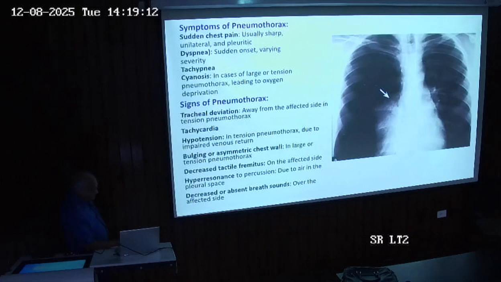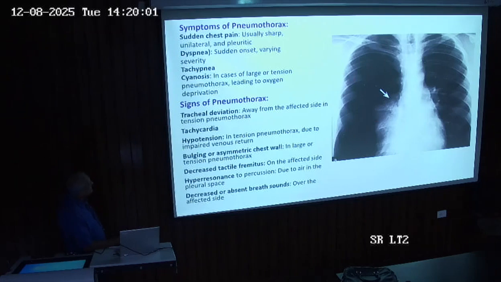This is a picture of pneumothorax. You can see here there is air, and as compared to the left side there are vascular markings, but there are no markings here, and this is the collapsed lung. This is what is known as passive collapse. Since the air has filled the pleural cavity, there is usually associated pleural chest pain, which is sharp, unilateral and pleuritic in nature, tachypnea because of hypoxia, and cyanosis, again if this is a tension pneumothorax causing hypoxemia.